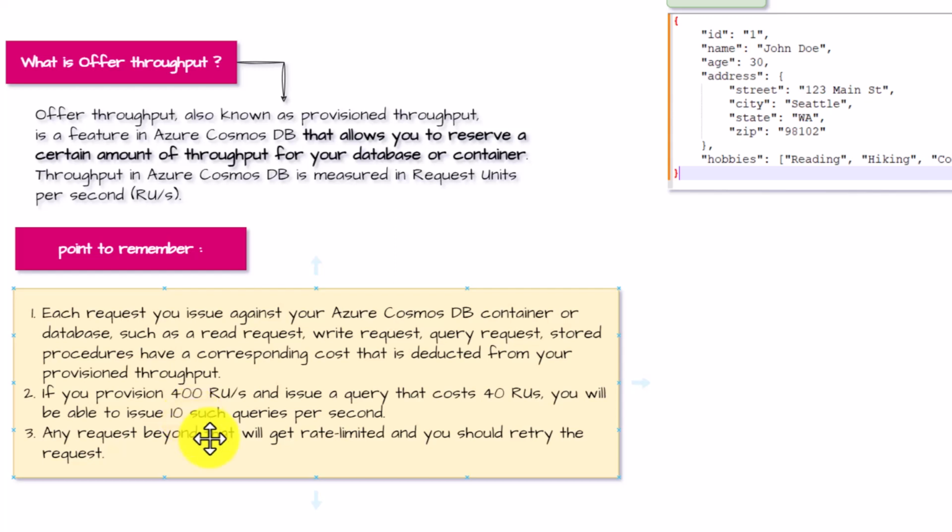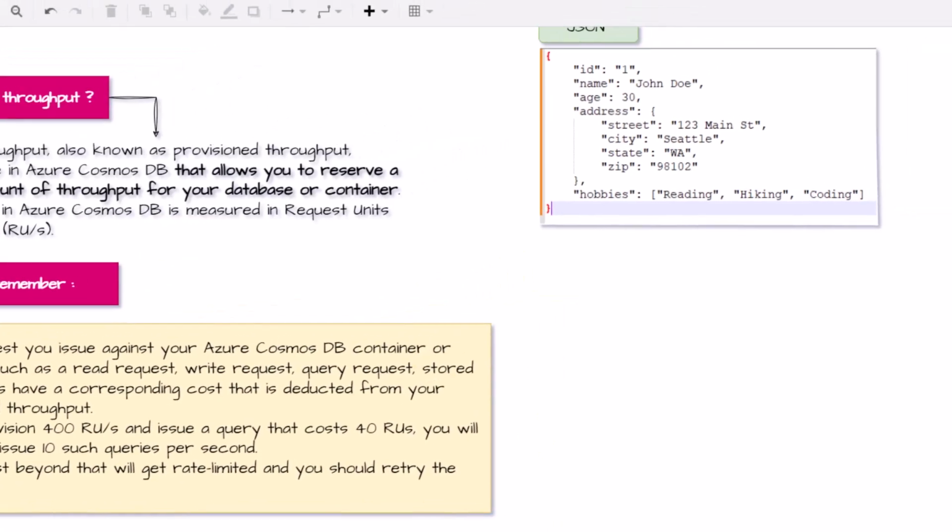In that case, it's going to get rate limited and your end consumer is going to get an error. They won't be able to make a call because your container RU has been exhausted, so they have to retry those requests. So this is the concept of offer throughput or RU, which you are going to hear a lot when you are working on Azure Cosmos DB.